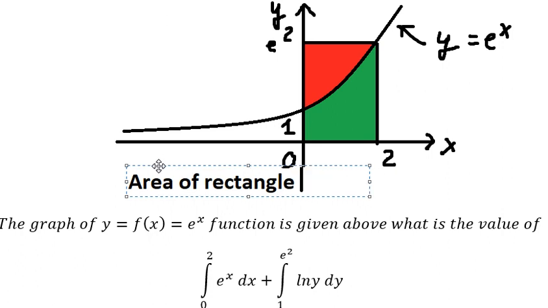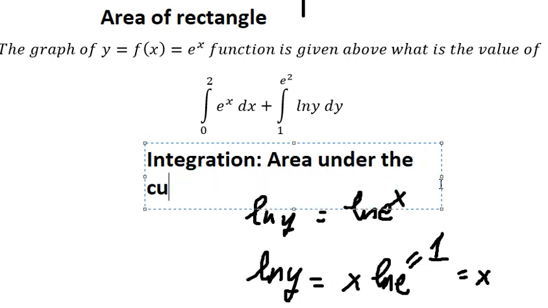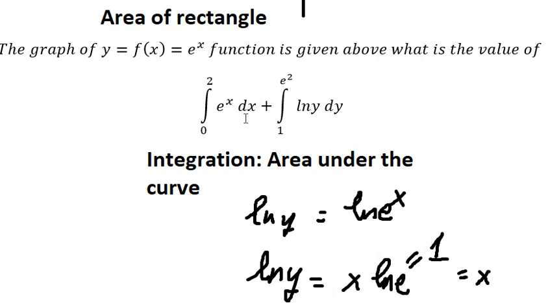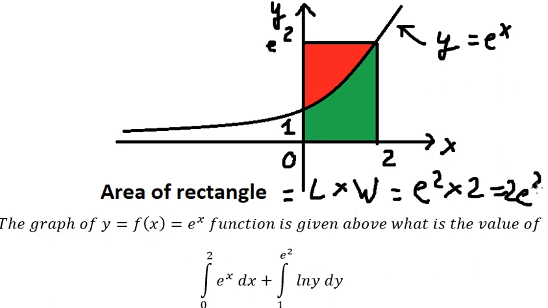So we know that the purpose of integration is about the area under the curve. So if we sum two areas, we can find the area of the rectangle. That means we just multiply the length and the width. The length is from 0 to e to the power of 2. The width is from 0 to number 2. And we have the final answer.